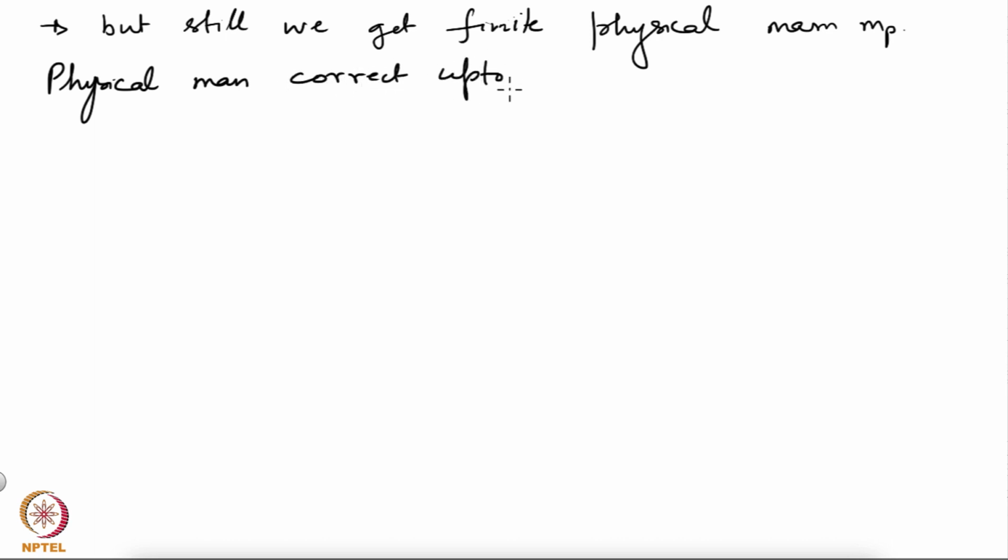So we want to get the physical mass correct up to order lambda r. Remember, we are doing perturbation theory, so you will be able to calculate observables up to some fixed order in the coupling constant, which is your expansion parameter. So what do you get? You get the following.